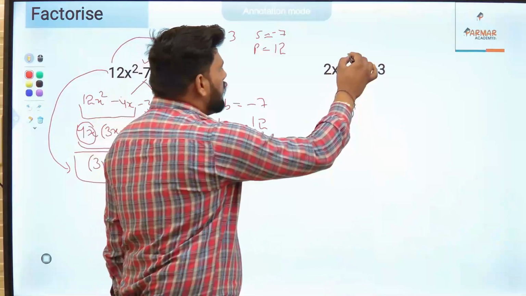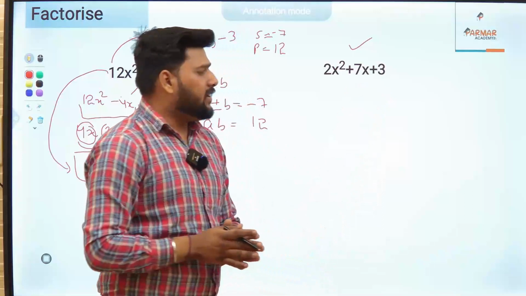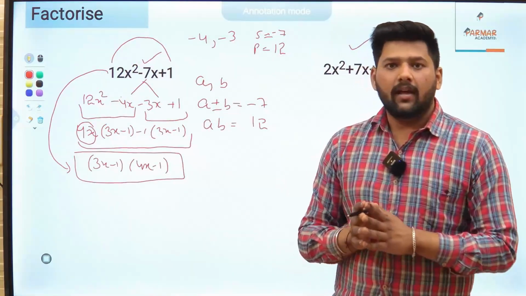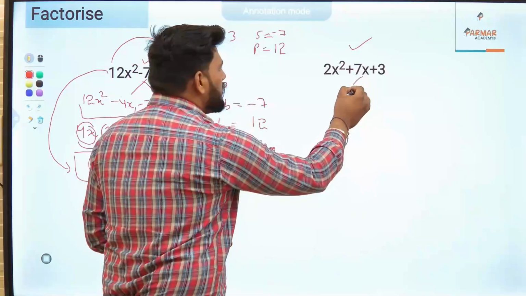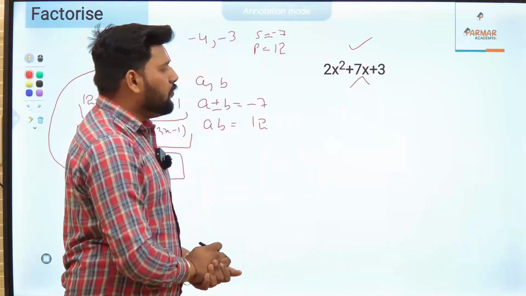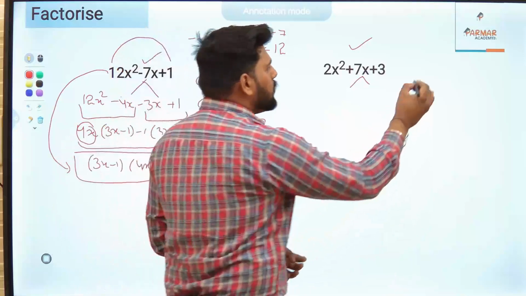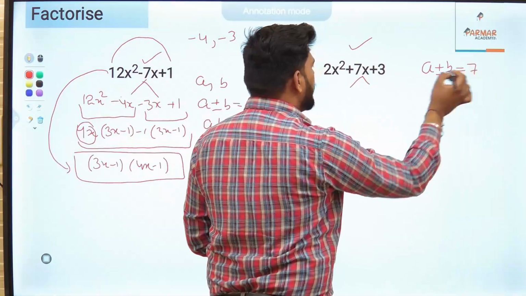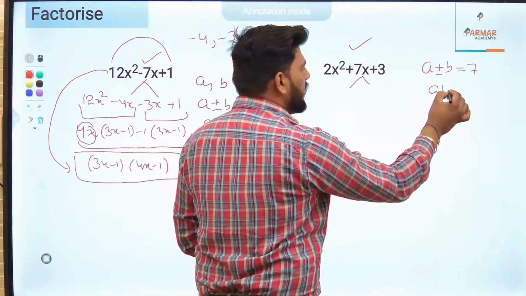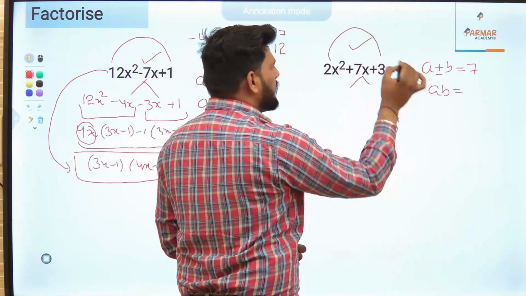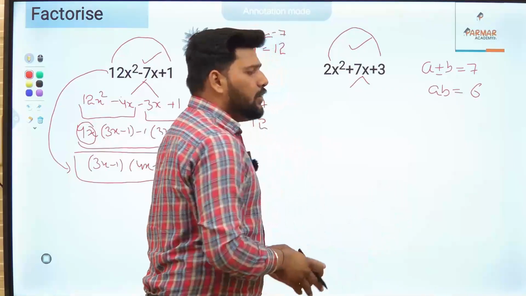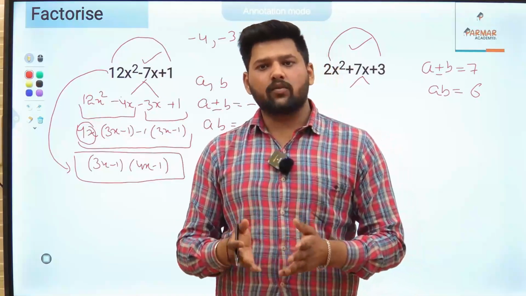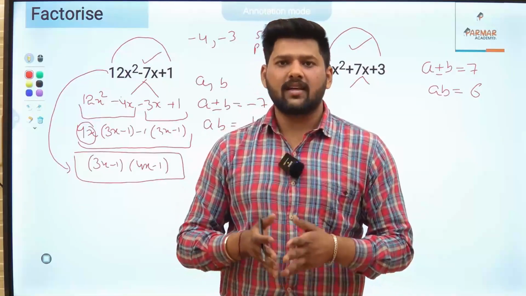The next is 2x square plus 7x plus 3. Again we have to factorize this 2-degree polynomial. So again we will use the middle term splitting method. We will select two values whose sum is equal to 7, that is the middle term, and the product is equal to the product of the first and third term, that is 6. So which two values are there? Clearly 6 and 1. That is 6 ones are 6 and 6 plus 1 is 7.